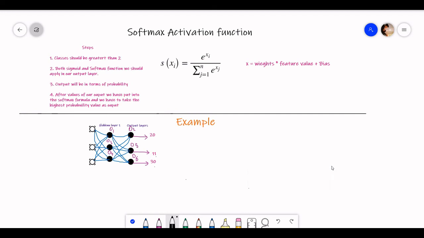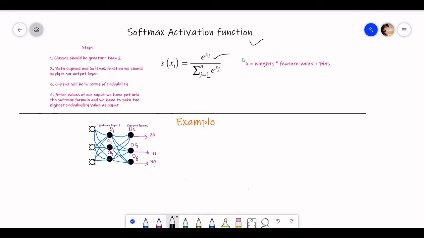In this video, I will explain softmax activation function. So let's talk about the formula of softmax activation function. So we can see S of xi equals e to the power xi upon summation of j equals 1 to n, e to the power xj.